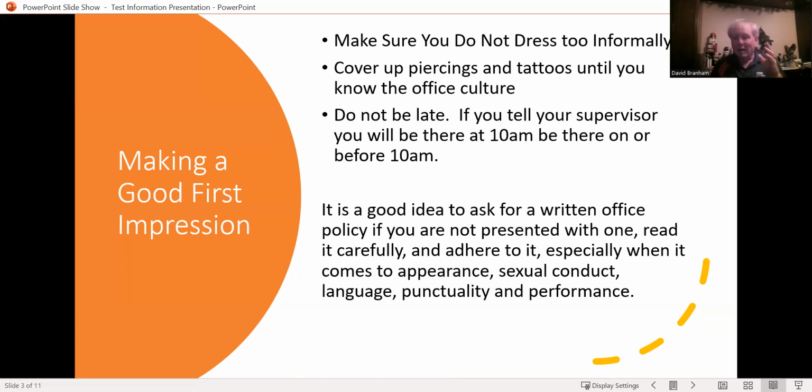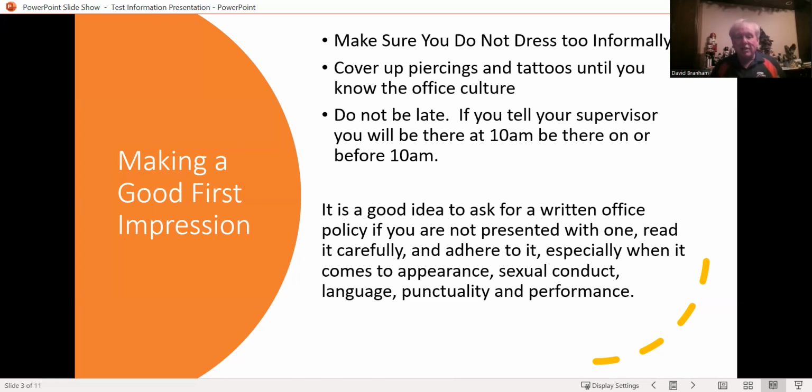Also, do not be late, especially on the first day. Do not be late. If you tell your supervisor that you're going to be there at 10 a.m., be there on or before 10 a.m. It's okay if you're there at 9:45. 9:45 is fine. It shows that you have initiative. And if you get in the habit of doing this, then you'll be highly appreciated by any supervisor that you might have.